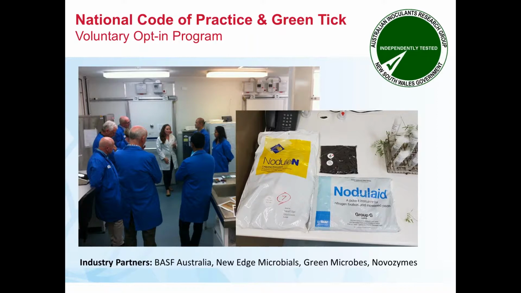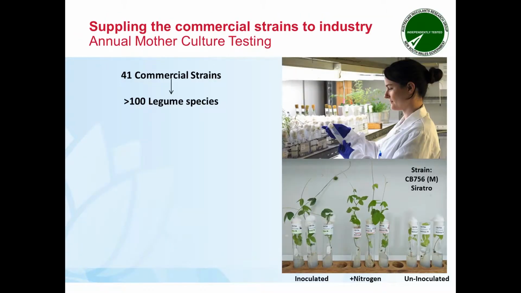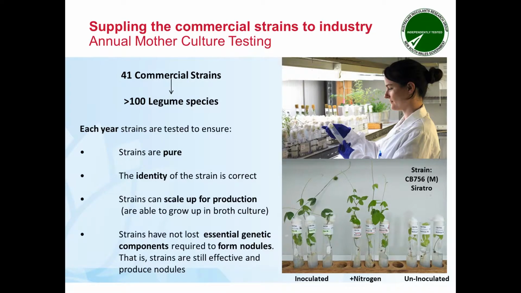Another key role of our group is to supply the commercial mother culture strains to industry. So we do annual mother culture testing. As I mentioned, there's 41 commercial strains. Each year we check that the strains are pure, that the identity of the strain is correct, that strains can scale up for production, so they can grow to a large number of organisms, which is important for manufacture, and making sure those strains haven't lost the essential genetic components required to form nodules.